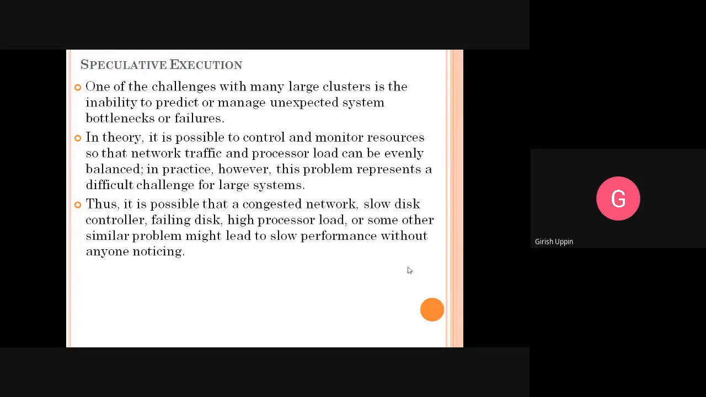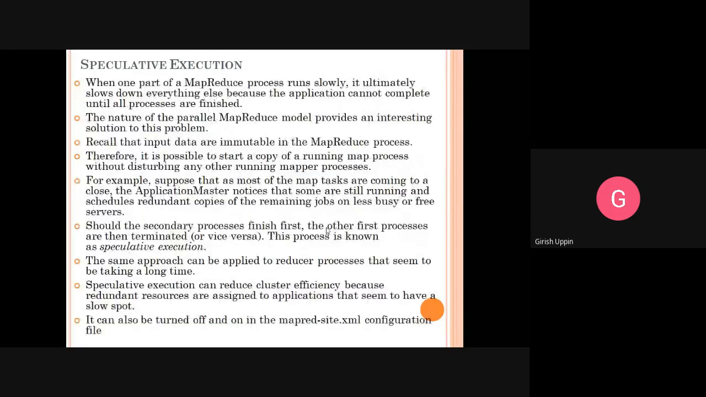Any of these problems, a congested network, a slow disk controller, a failing disk, high processor load, can slow things down without getting noticed. That's a big problem. When one part of the MapReduce process runs slowly, it ultimately slows down everything else because the application cannot complete until the processes are finished.